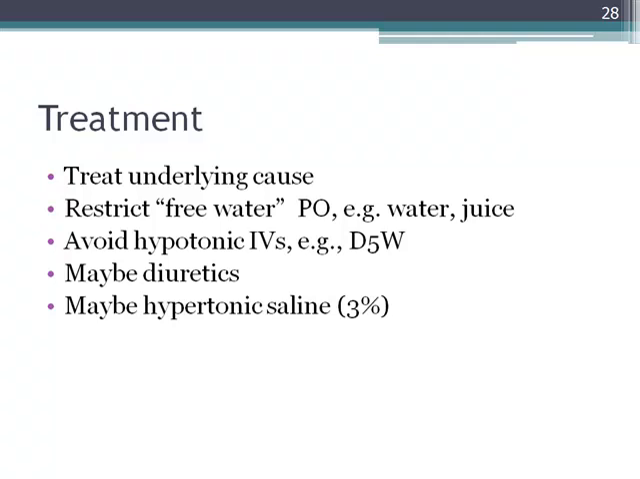Certainly we don't want to give people anything that's going to dilute them more, so we're going to avoid those hypotonic IV solutions. Maybe diuretics because they're fluid overloaded. And here's a case where we might use hypertonic saline. There's 3% and even higher concentrations of saline available for people that have really low sodium levels.